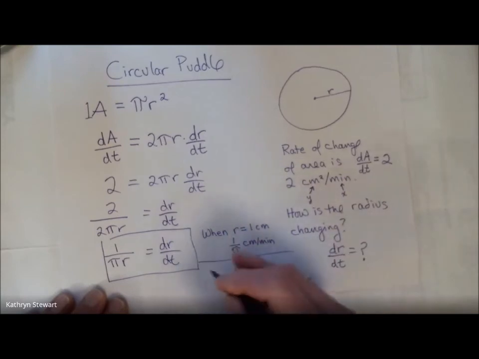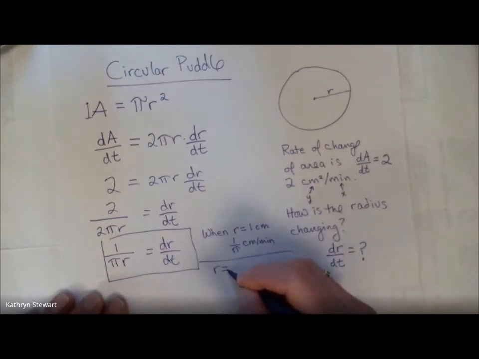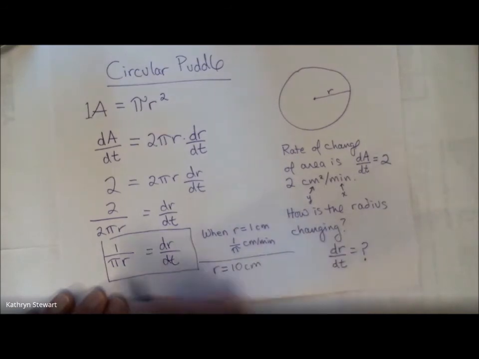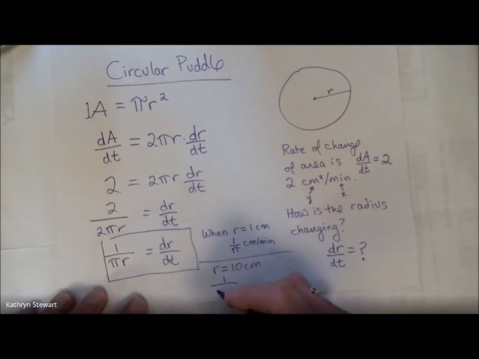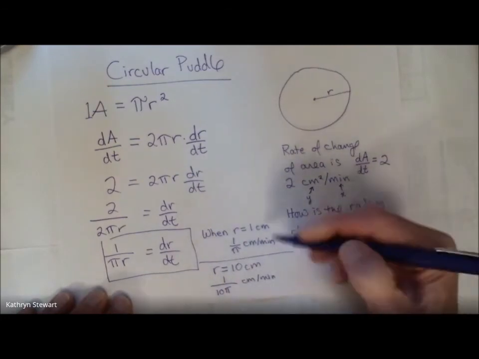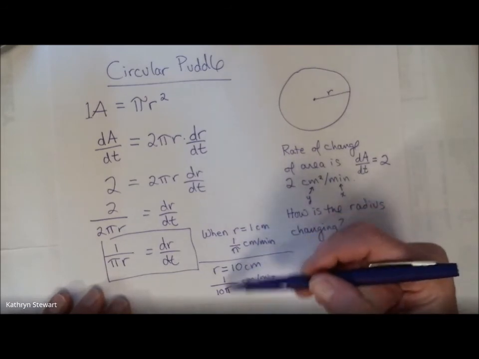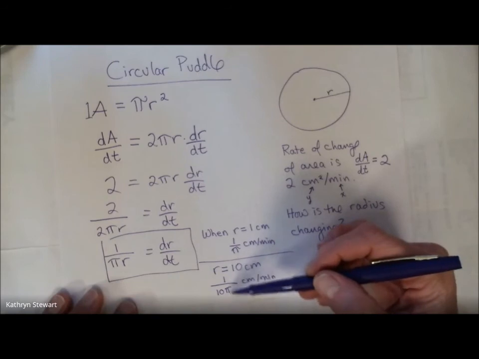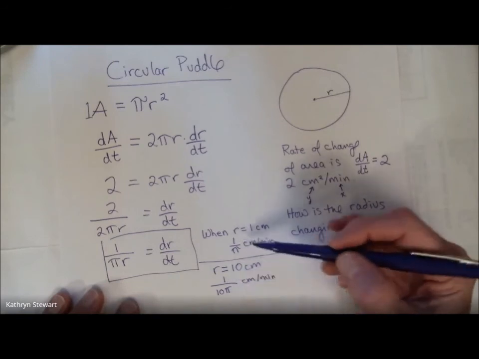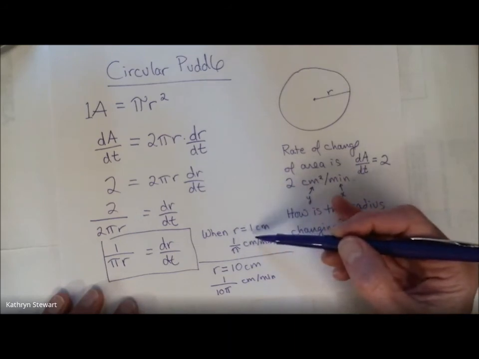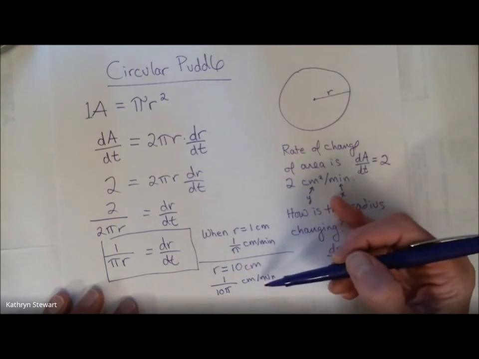Okay? How about if we want to figure out how fast the radius is changing when the radius is 10 centimeters? Well, that's going to be 1 over 10 pi centimeters per minute. So 1 over pi, well, that's like 1/3 centimeter per minute, okay, compared to 1 over 31 something, right? So clearly the radius is moving much faster when the circle is smaller. When the puddle is big, the radius is changing much less quickly.